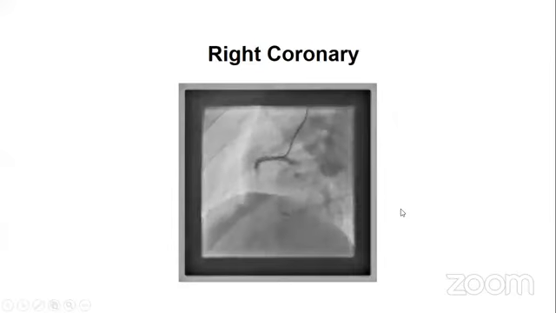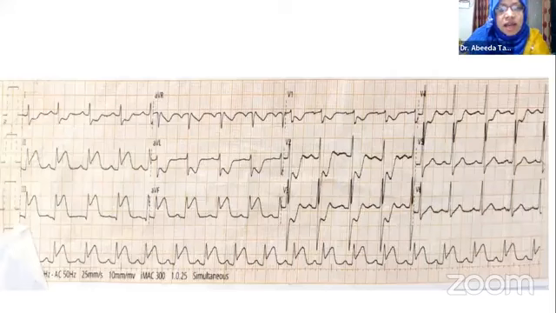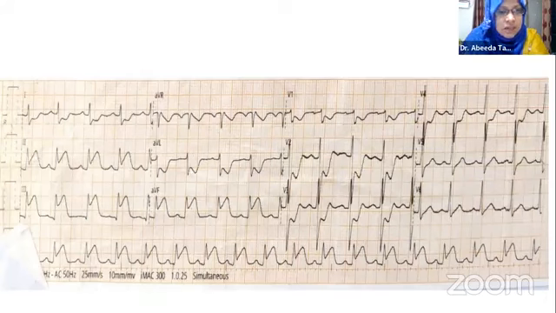Abita, you can go on for the next case. Yes, thank you, sir. So our second case was a 42-year-old male. He was dyslipidemic. He had a history of chest discomfort 15 days back, and at that time was diagnosed as a case of acute ST elevated MI, and he was thrombolyzed with streptokinase. And this was the ECG when he first presented with his chest pain.